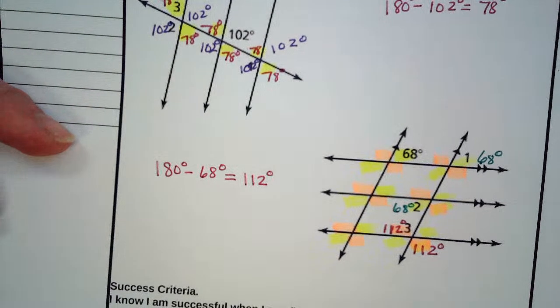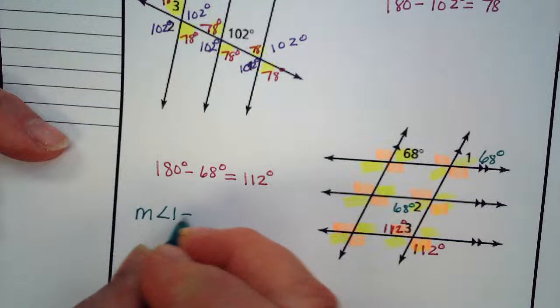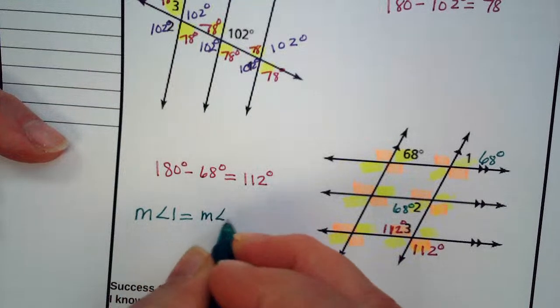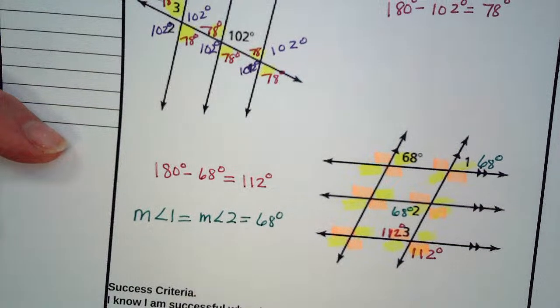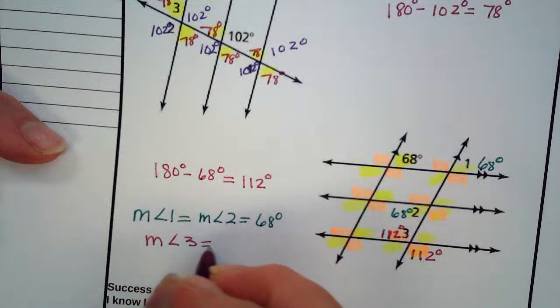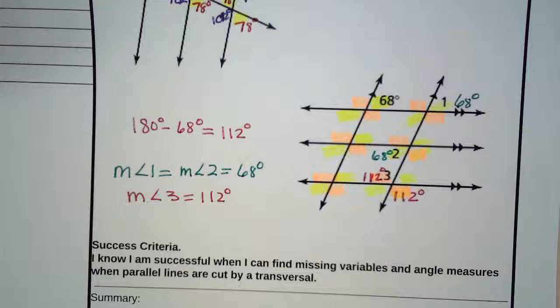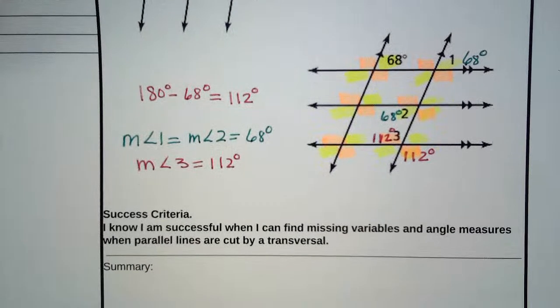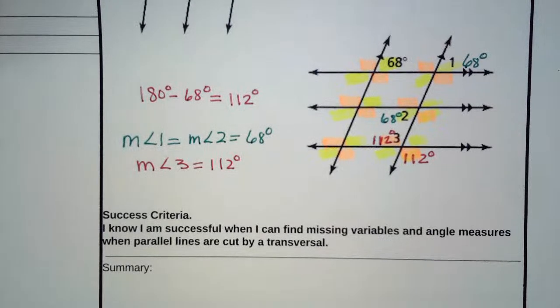So we know that the measure of angle 1 is equal to the measure of angle 2, which is equal to 68 degrees. The measure of angle 3 is equal to 112 degrees. So as we're looking at these, how do you know when you're successful? You know you're successful when you can find missing variables and angle measures when parallel lines are cut by a transversal.